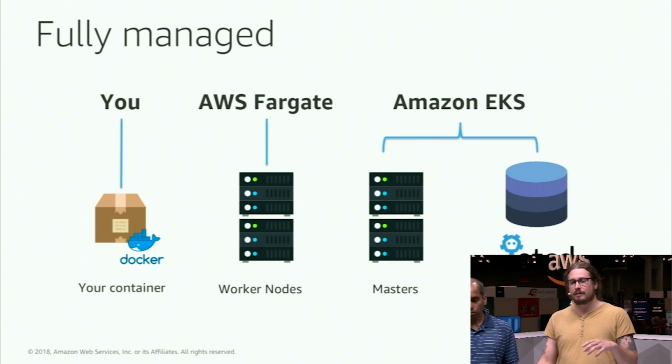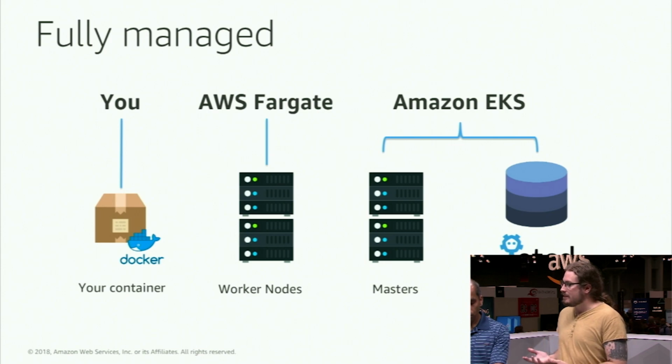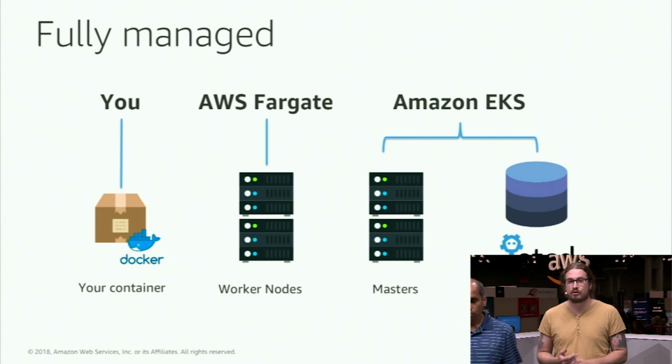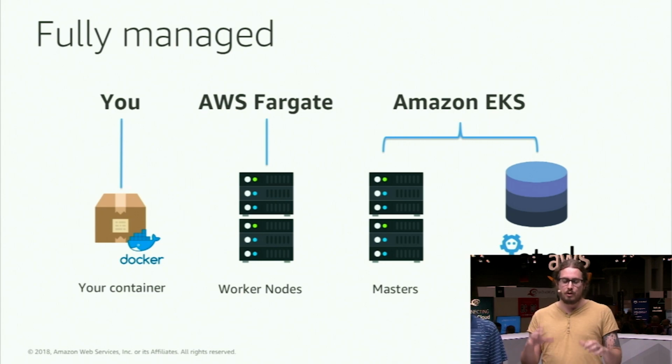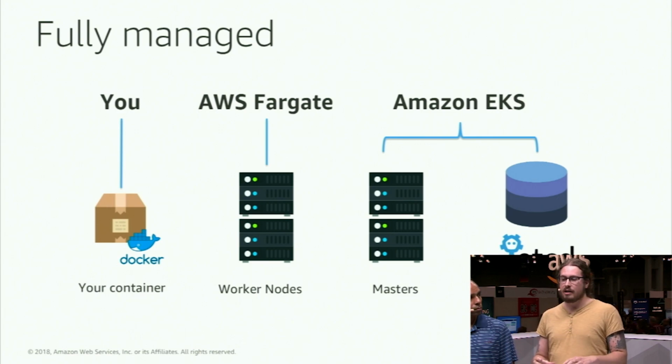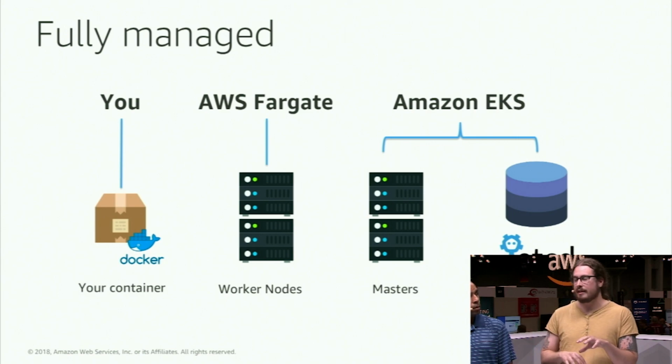EKS is our hosted system for running the Kubernetes masters for you. There's also ECR, which is Elastic Container Registry. That's something that when you build that container on your local machine, you need to get it into the cloud in order to run it there. ECR, Elastic Container Registry, is where you would push that container, and then that works for both Kubernetes on Amazon and ECS on Amazon as a place where I can fetch that container back from.